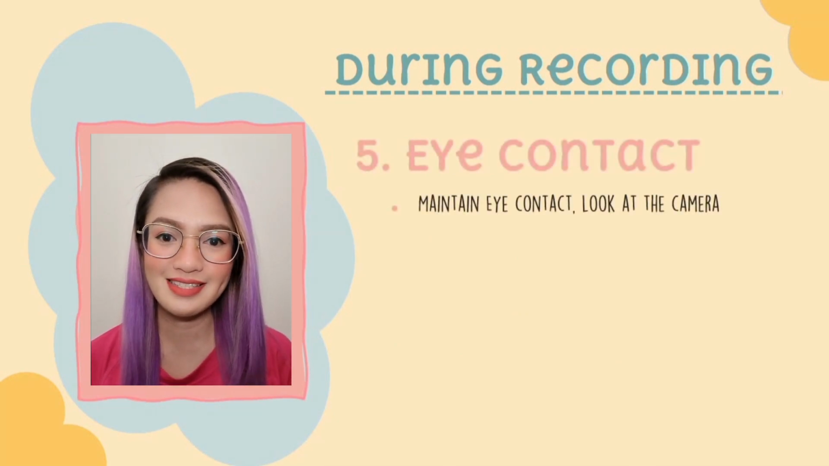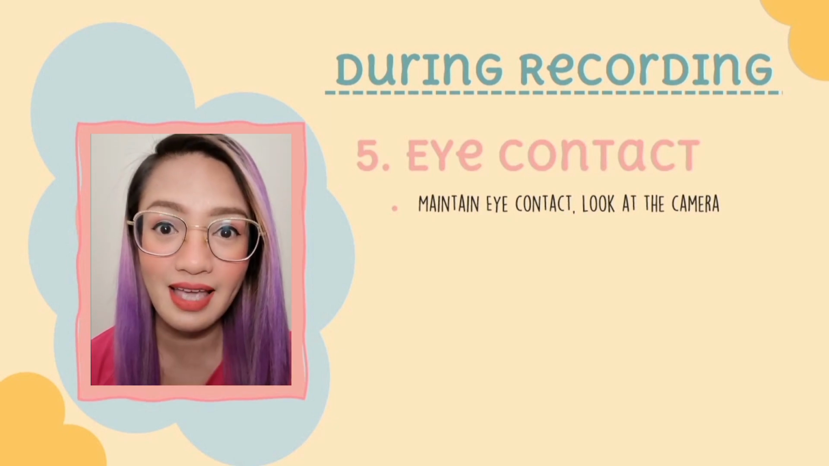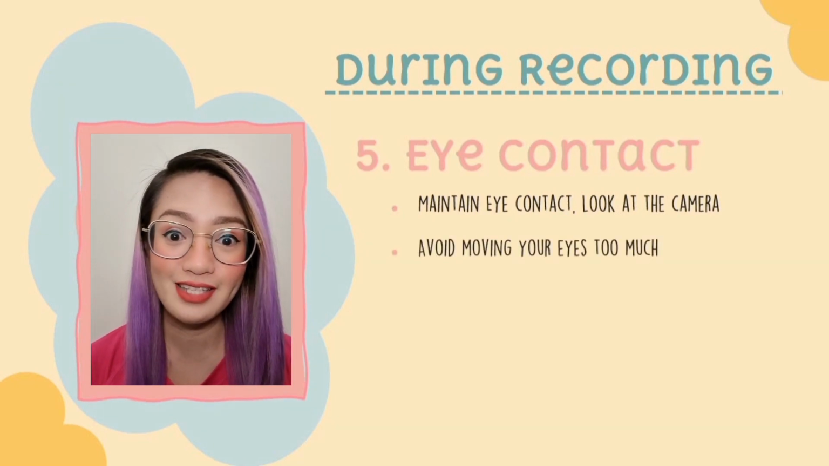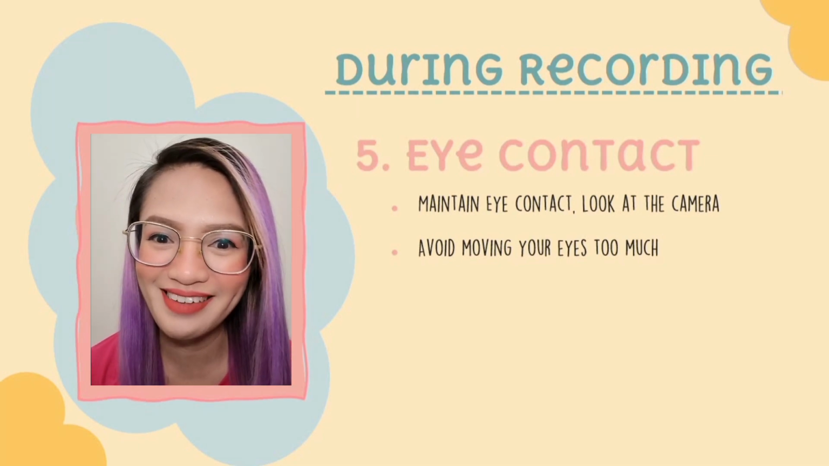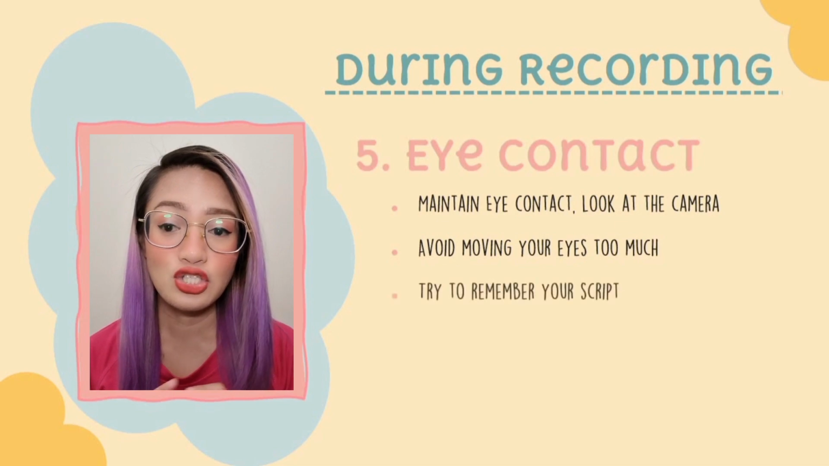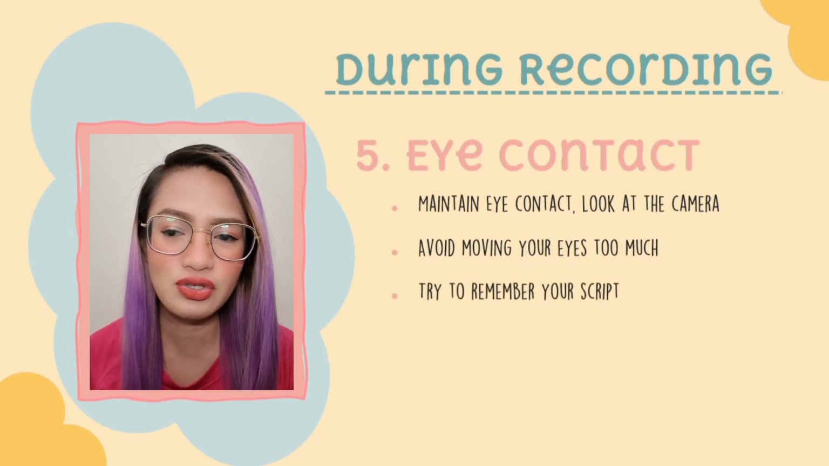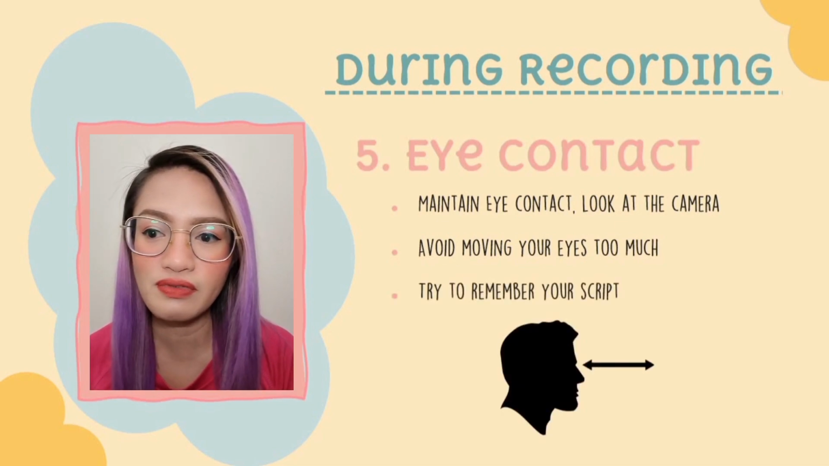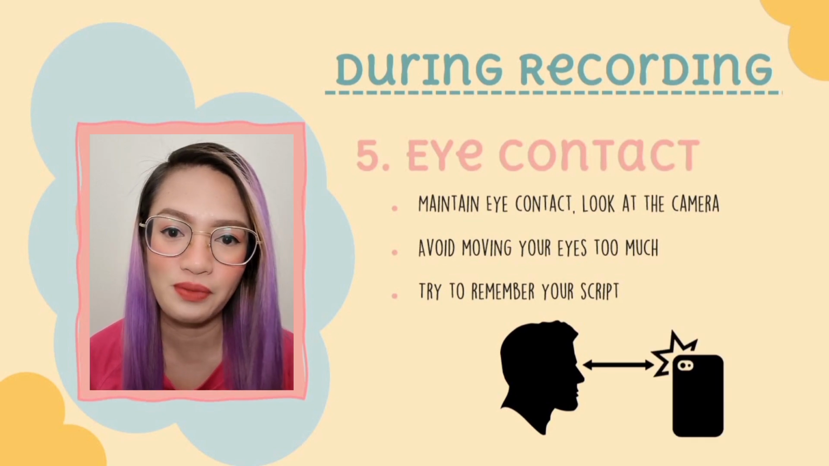Number 5, eye contact. Look at the camera lens and not your face. Look at the camera. Don't move your eyes too much, which I am actually doing right now in this video. Put your script near the camera. Try remembering parts of your script so that you don't have to keep moving your eyes while reading your script.